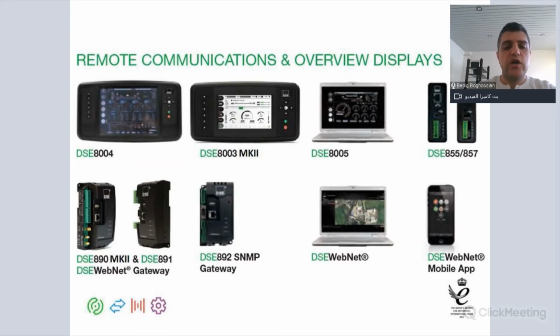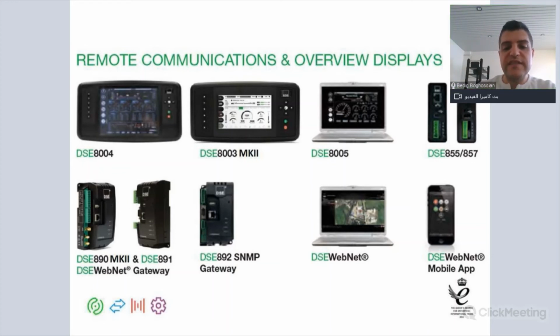Remote communication solutions. We do have the 8004, the 8003. So that's an overview. But underneath on the bottom you can see what Fayssal has already covered: the gateways and the DSE webnet. On the top you have remote displays. So if you need a remote monitoring solution, that's the DSE webnet. That means you're in a different location and you need to monitor your generators, use the DSE webnet solution. But if you need a local monitoring solution, you use one of these solutions.